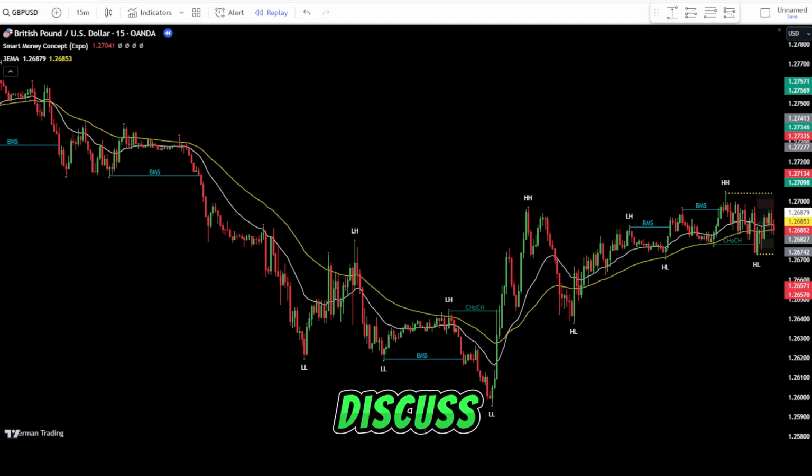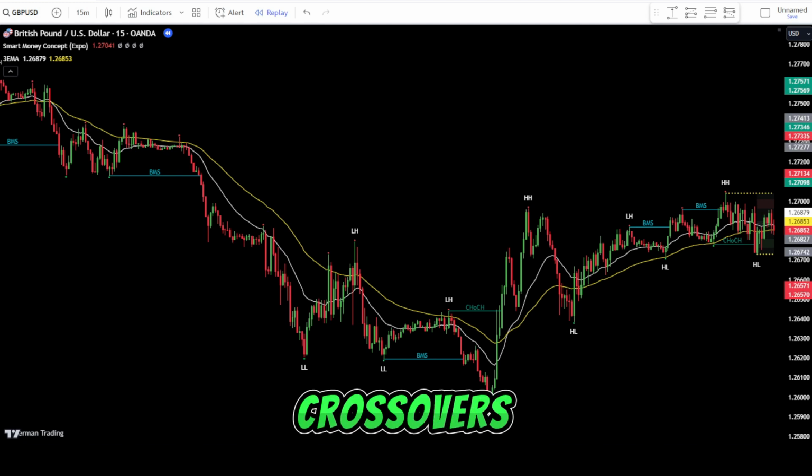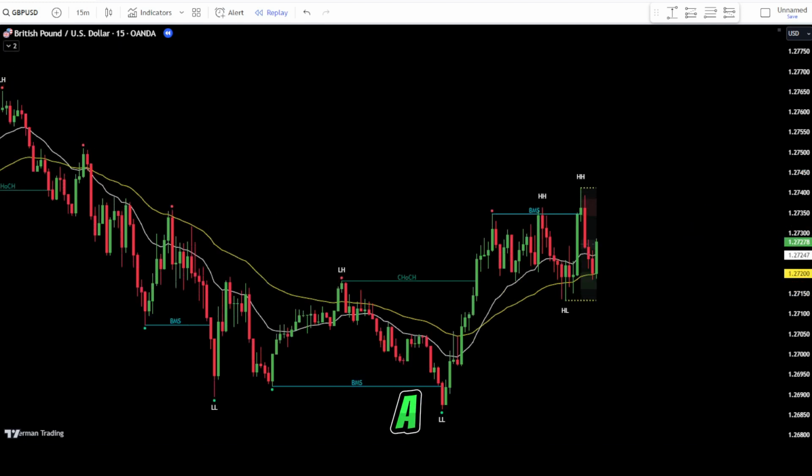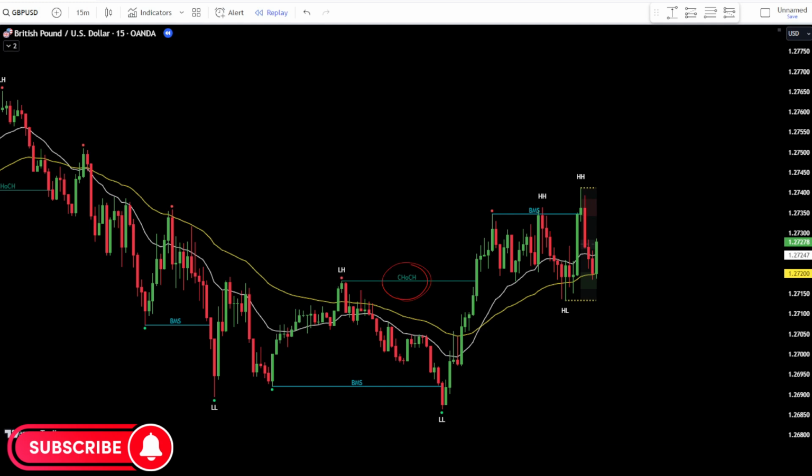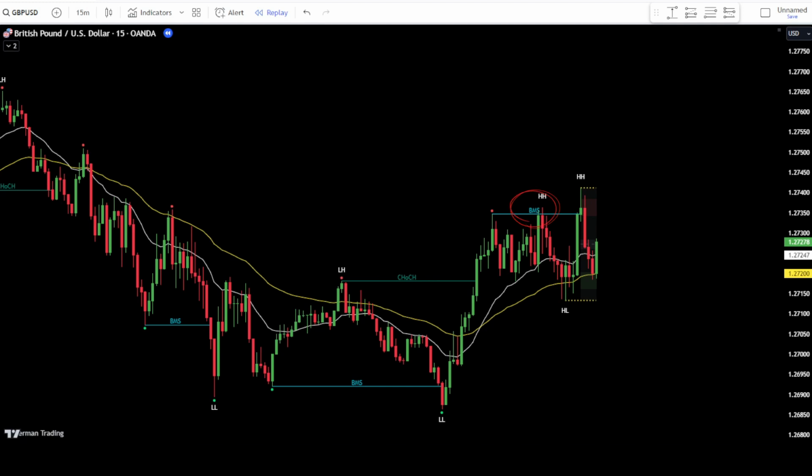Now, let's discuss how to place buy and sell orders using the Smart Money Concept Expo indicator in conjunction with the EMA crossovers. How to place a buy order. 1. If there is a trend change from bearish to bullish, pay attention to the change of character signal from the Smart Money Concept Expo indicator. 2. Wait until the price candlestick breaks the bullish market structure, marked by the appearance of the bullish break market structure or BMS signal.